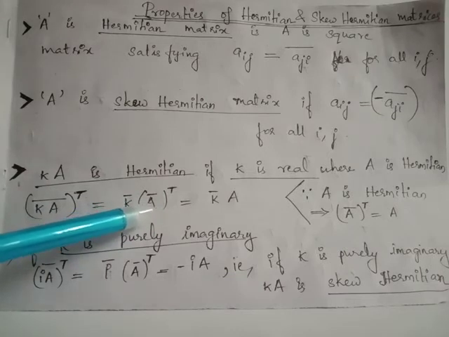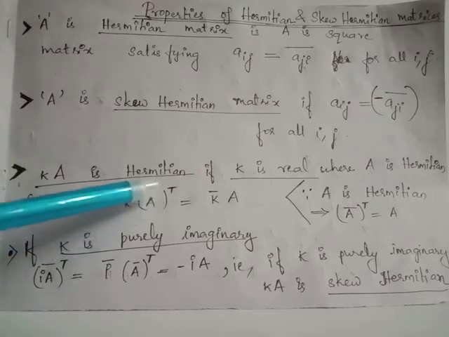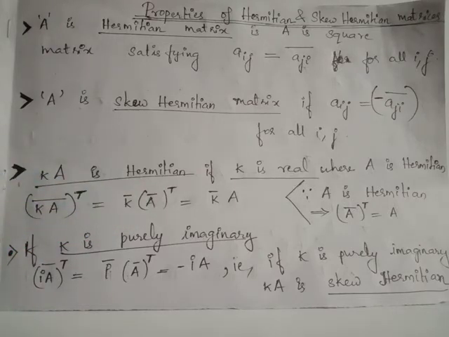Since we have assumed that A is a Hermitian matrix, we have A conjugate transpose replaced by A. Thus we have K conjugate into A conjugate transpose equals K conjugate times A. If K is a real number, then we have KA whole conjugate transpose equals K times A. So only when K is a real number, we have K times A is a Hermitian matrix.